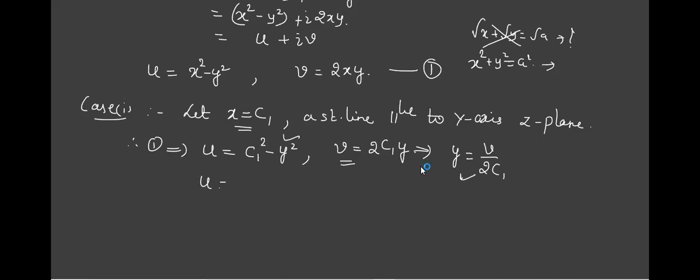So our u converts to c1 square minus, I have to substitute for y square. Square it and take. What is the square of this? v square divided by 4c1 square. Is the part clear? Now there is no y. We have come completely into which plane? We have come into the w plane. Only thing we need to do is rearrange and decide which type of curve this is.